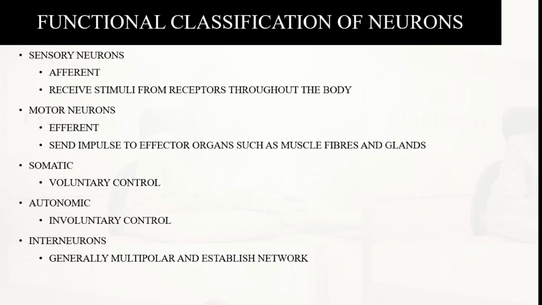Now the structural classification, then the functional classification. We can say we have the sensory neurons, which are afferent and receive stimuli from receptors throughout the body. Then you have the motor neurons, which are efferent and send impulses to affect organs such as muscle fibers and glands. You have the somatic neurons, which do voluntary control. You have the autonomic, which are involuntary control, and you have the interneurons, which are generally multipolar and establish a network. Okay, so let's move on.